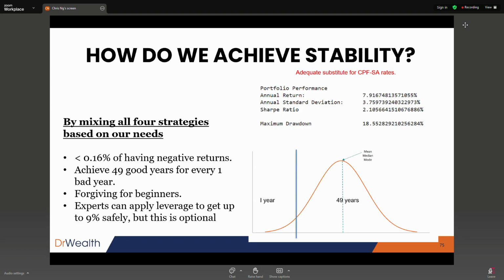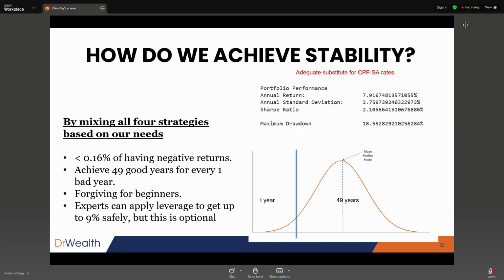And for folks who think that 8% is not an impressive number, do note that experts can apply leverage to get this number up to a double-digit number by using a margin account in these brokerage facilities.